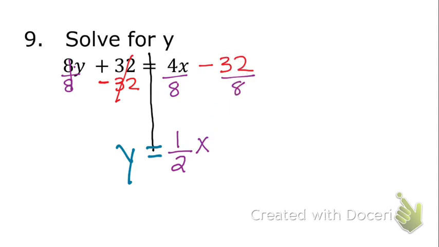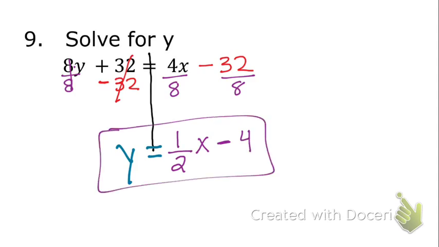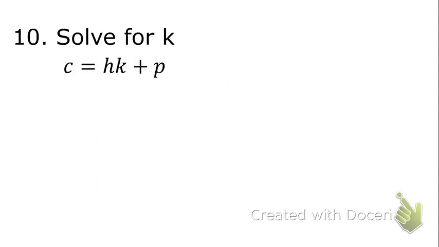32 divided by 8 is 4. And don't forget that negative sign. And we have solved for y. All right, let's keep going. Number 10, and you're like, oh no, it's a bunch of letters. No fear, let's keep going.